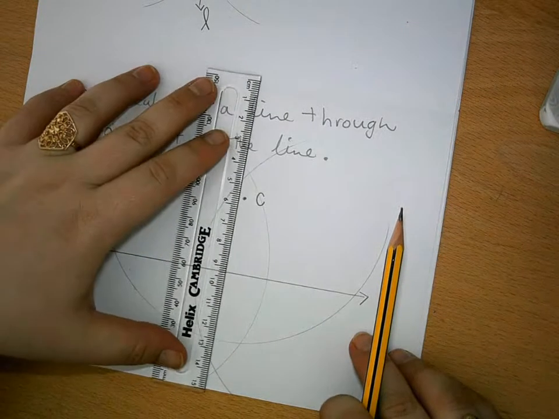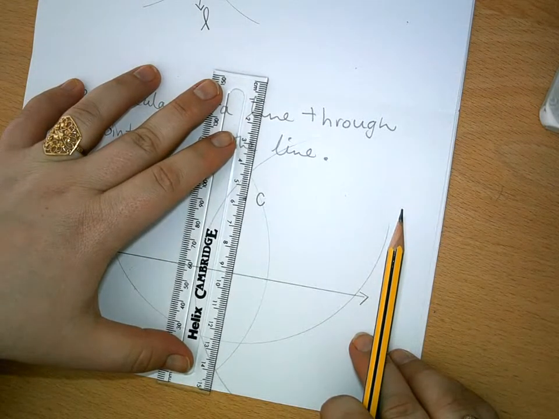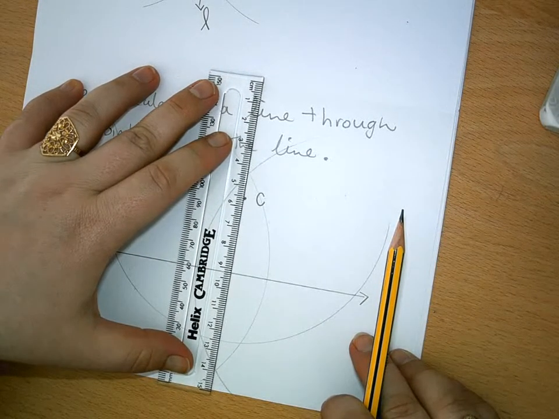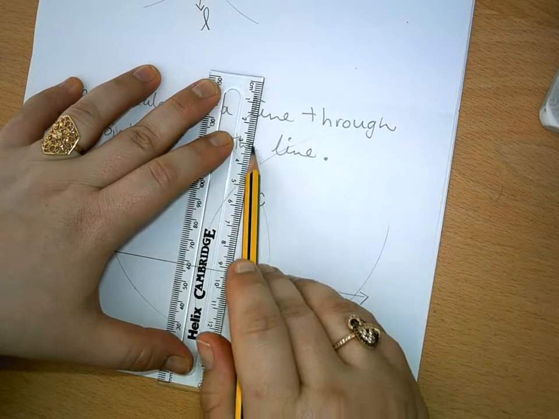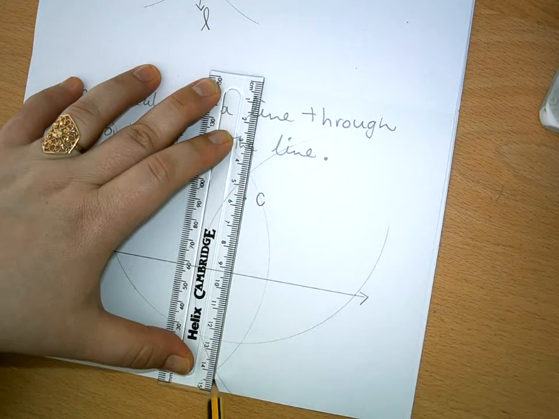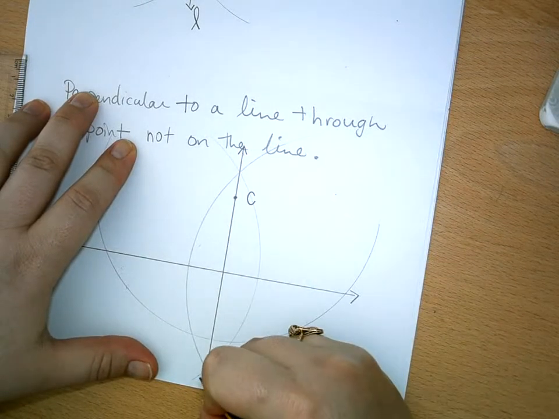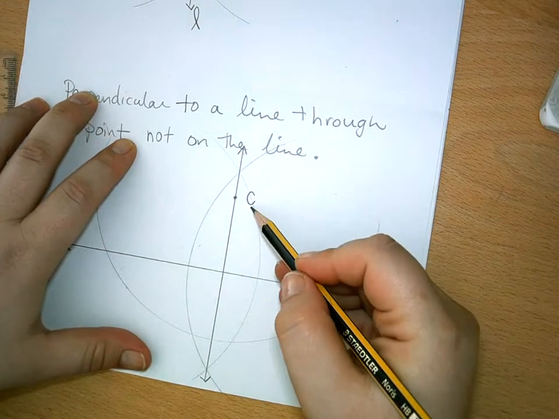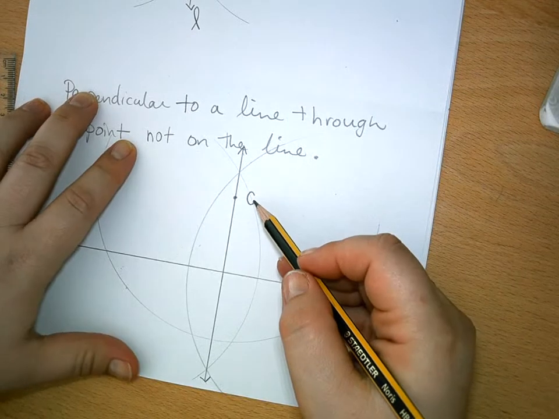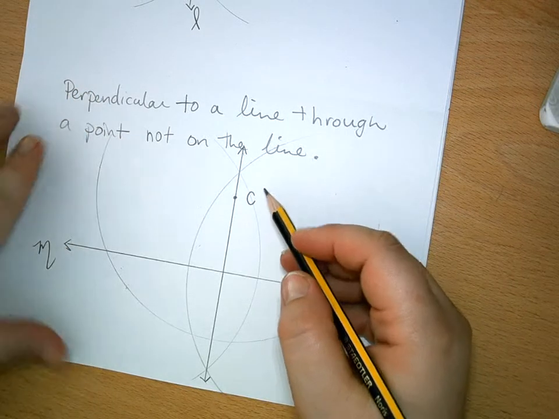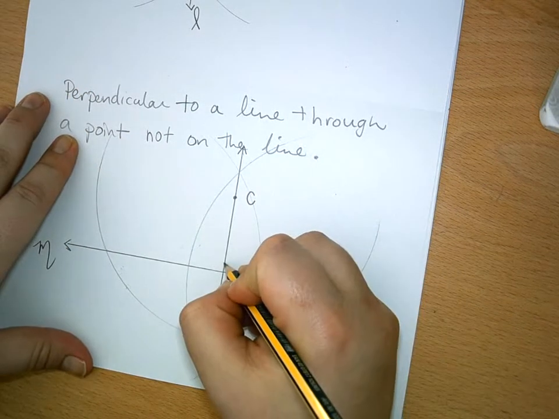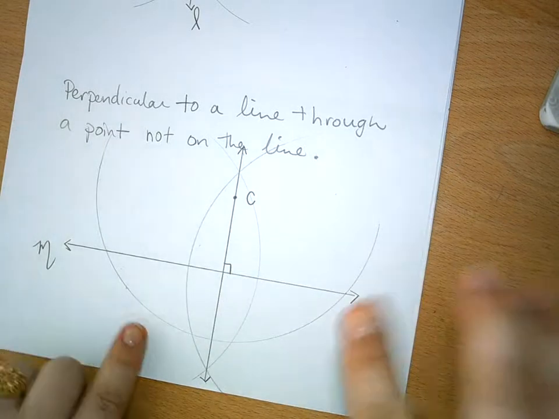Take your straight edge and draw a line through the intersections. Whoa, no way. Did you see that? It just went right through my point C. It's interesting. That's what I wanted it to do. Let me tell you what's going on here.